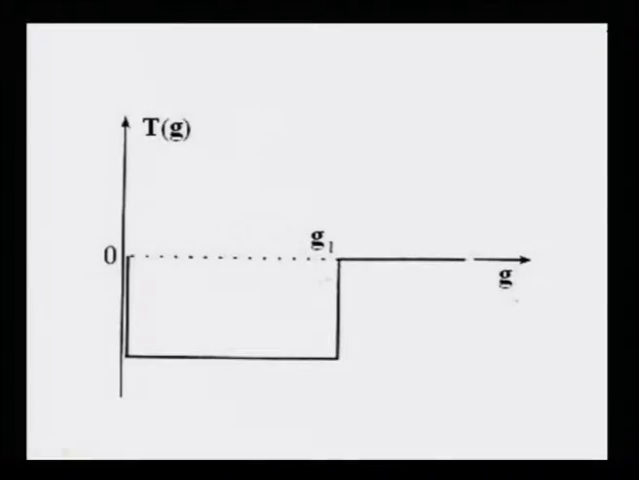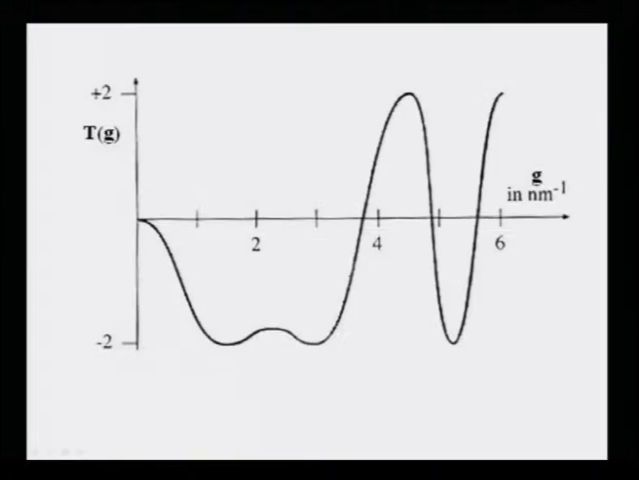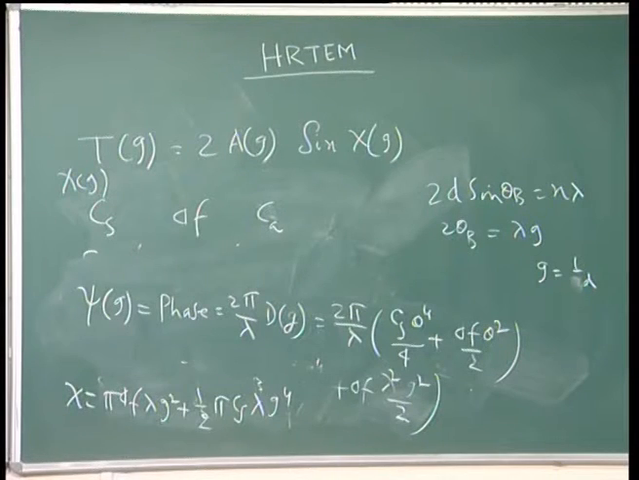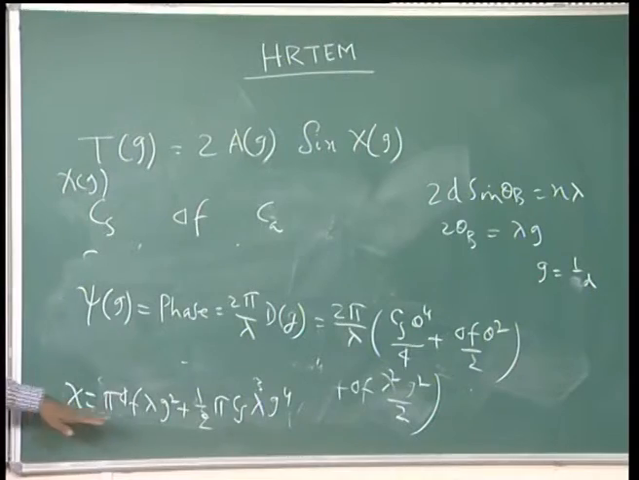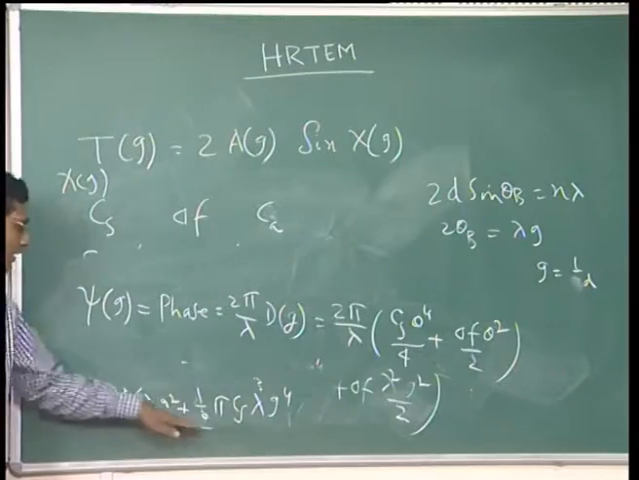And ideally the transfer function should be like this: from 0 to g1 it should have a specific value, and beyond that it will be all 0. This is the ideal transfer function in an electron microscope, but this is never possible. So, if I plot this transfer function as a function of g here, obviously it depends on the values of delta f, lambda and Cs.